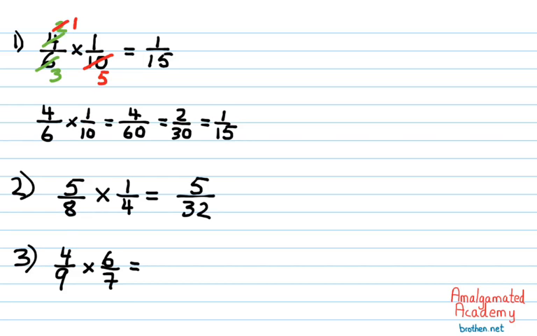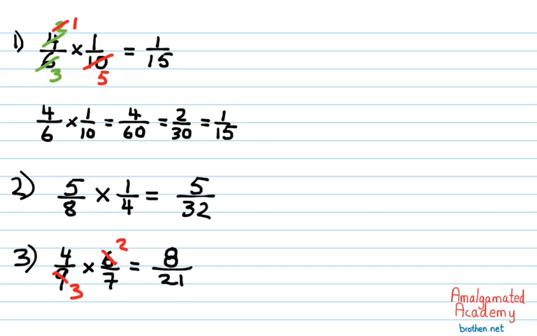Now when we look at this question, 4 over 9 times 6 over 7, hopefully you are starting to notice that some of the numbers are multiples of each other, like 6 and 9, for example, are both multiples of 3. So 6 divided by 3 gives us 2, and 9 divided by 3 gives us 3. It doesn't look like there's anything else that can reduce here, so we have 4 times 2, which gives us 8, and 3 times 7, which gives us 21.